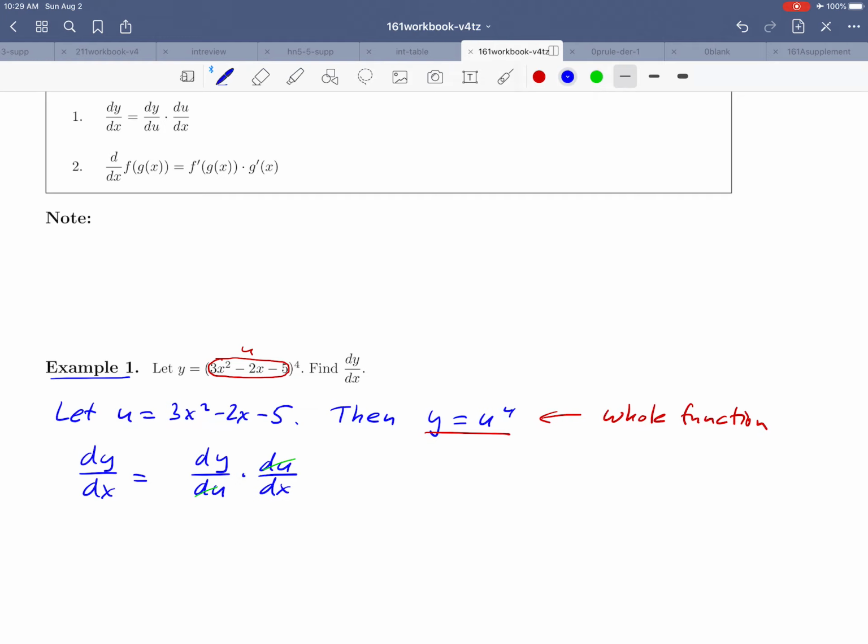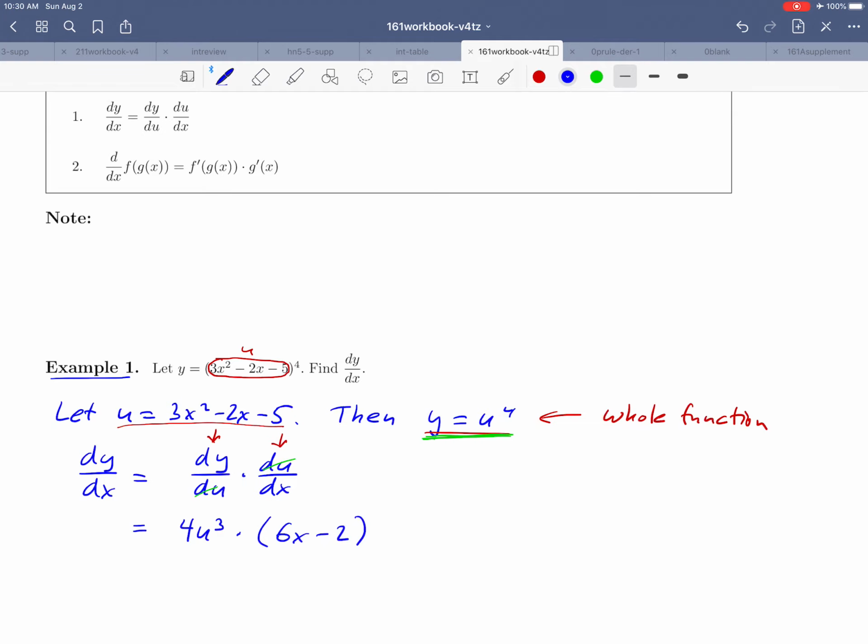Now what is the formula asking us to do? Let's take it one step at a time. The first piece says, take the derivative of y with respect to u. Where is our y? Well, that's sitting right here. So how do you take the derivative of that function with respect to u? That's just u to the fourth power. So by the power rule, we're going to get 4u cubed. And then we come to the second piece, du dx. That's asking us to take the derivative of our u, which is sitting over here. The derivative of 3x squared is 6x. And then the derivative of minus 2x is minus 2, and the minus 5 goes to 0.